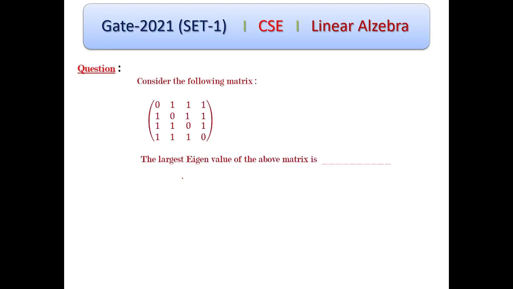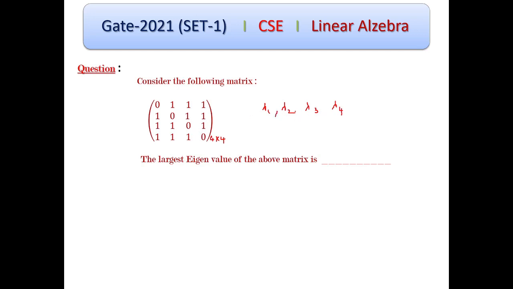consider the following matrix. Okay, this is a 4x4 matrix. The largest eigenvalue of this above matrix is... Since it is a 4x4 matrix, a total of 4 eigenvalues exist: lambda 1, lambda 2, lambda 3, lambda 4. Total 4 eigenvalues exist because it is a 4x4 matrix. So you will get a fourth degree characteristic equation. If you solve it, you will get 4 eigenvalues.